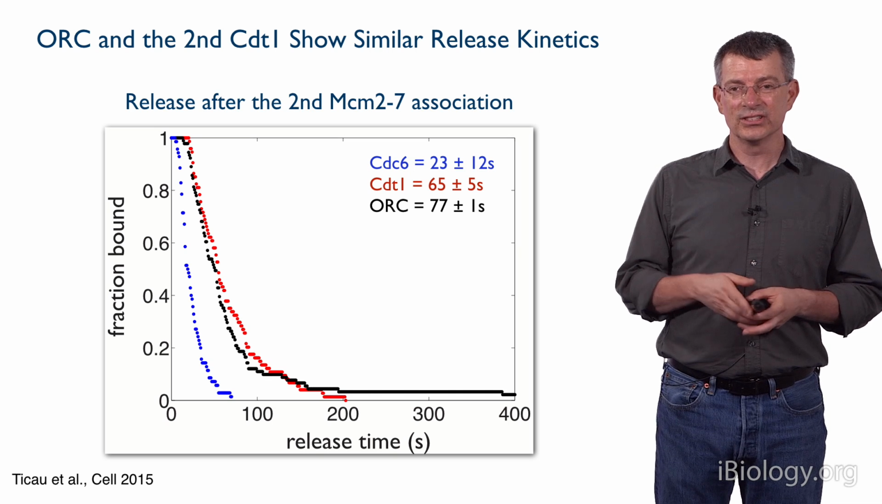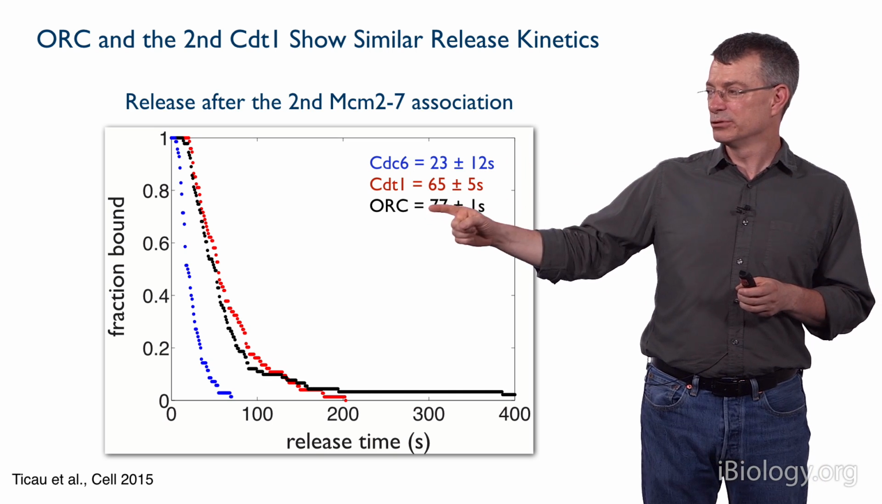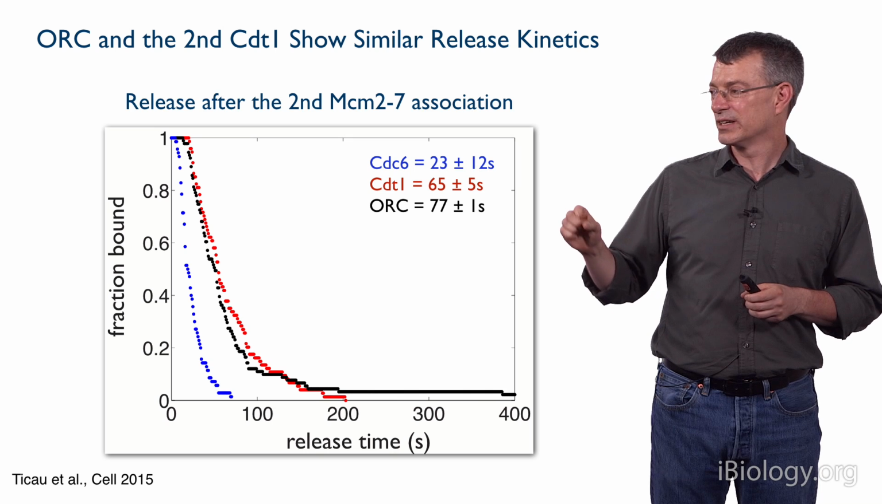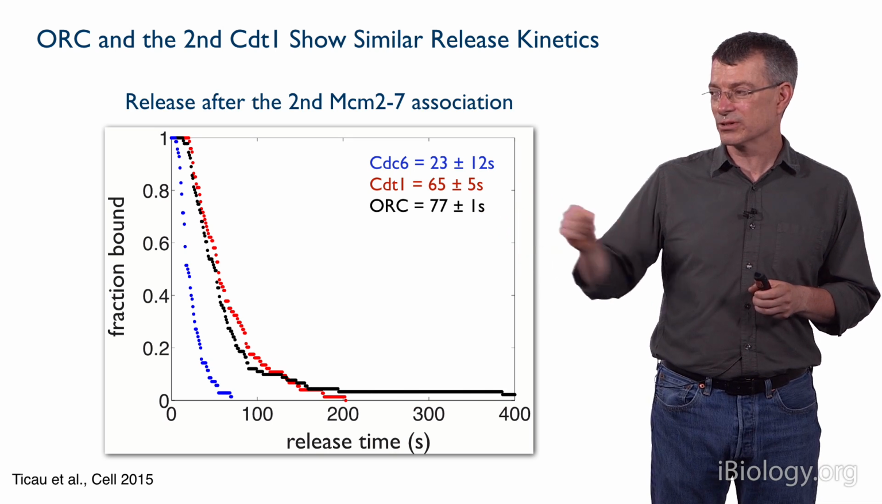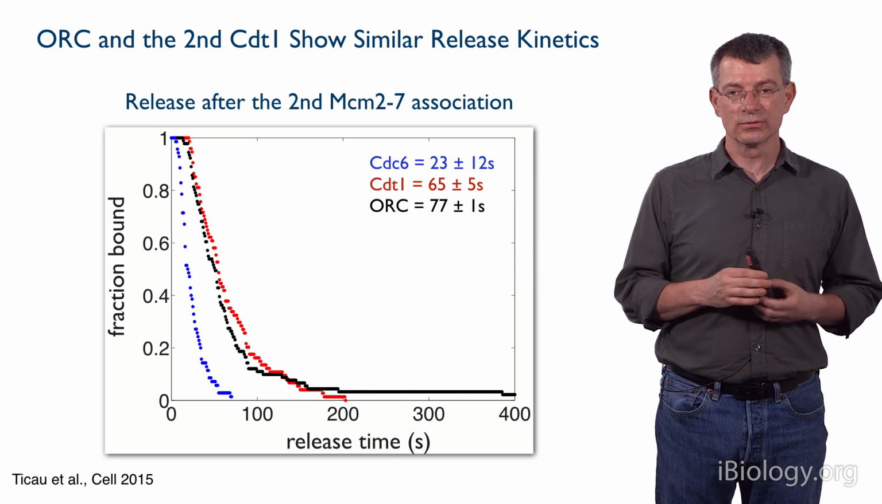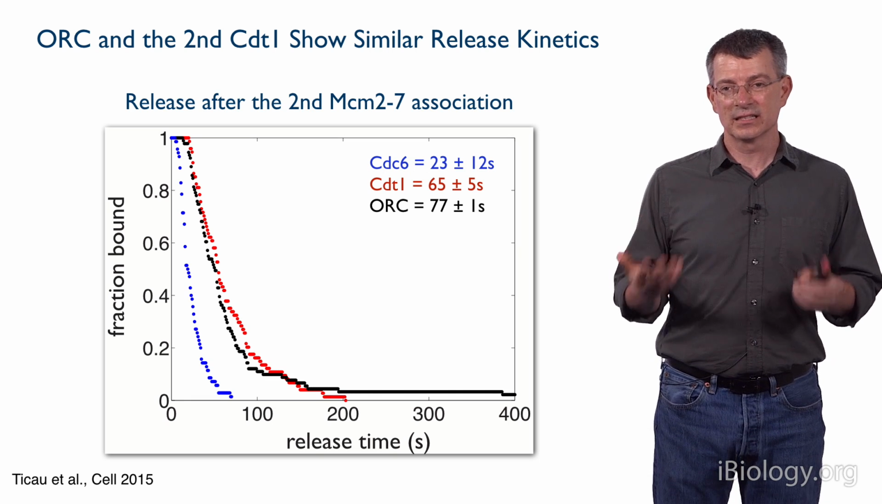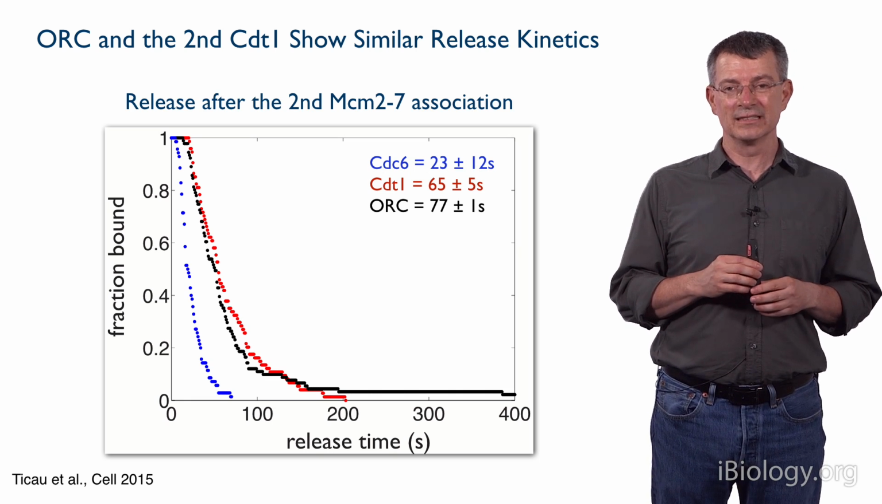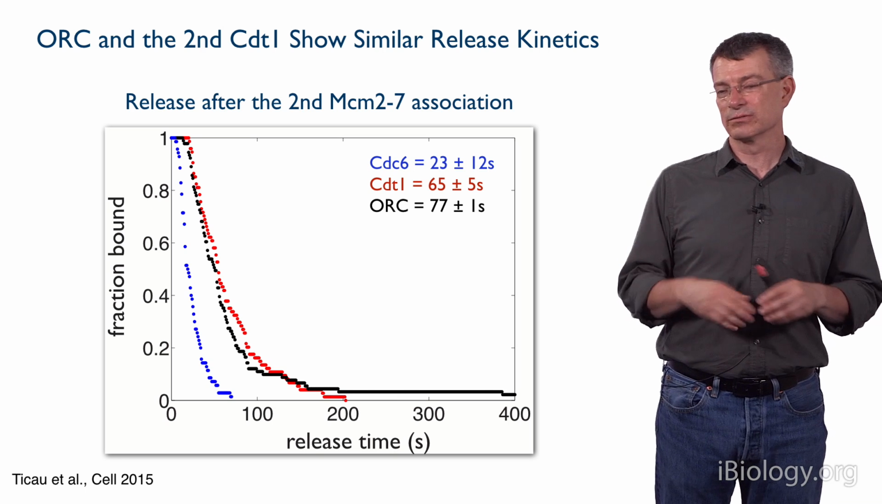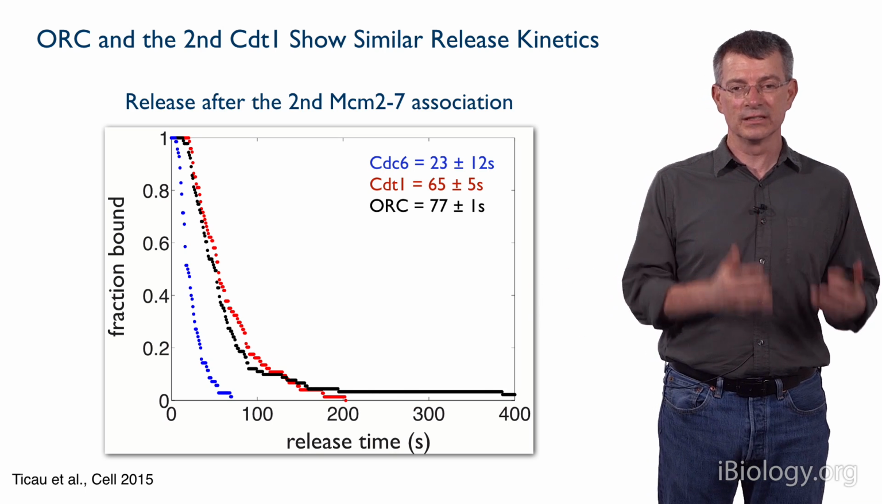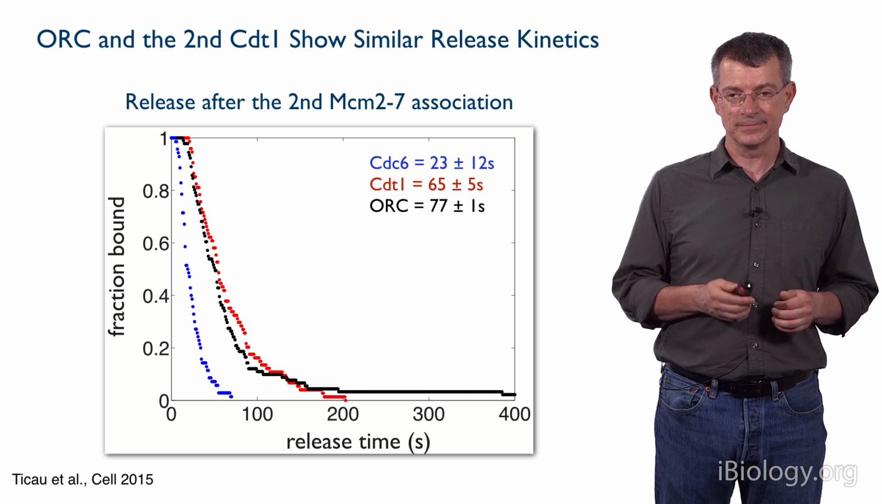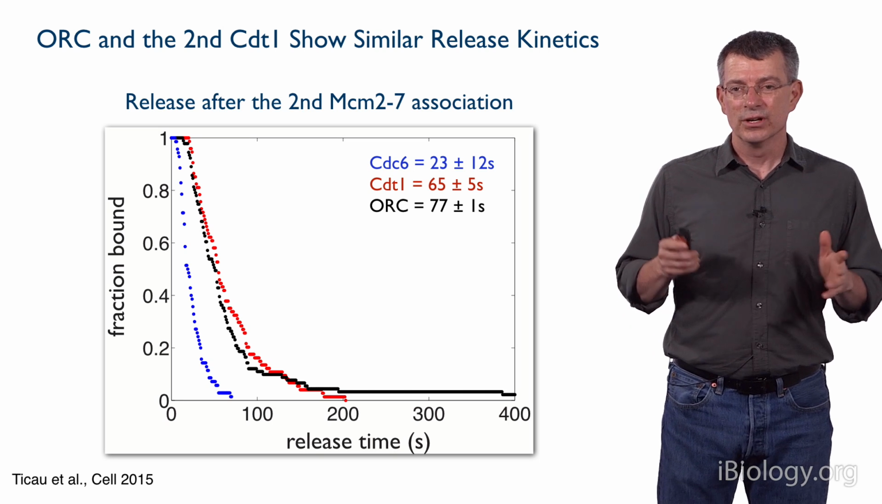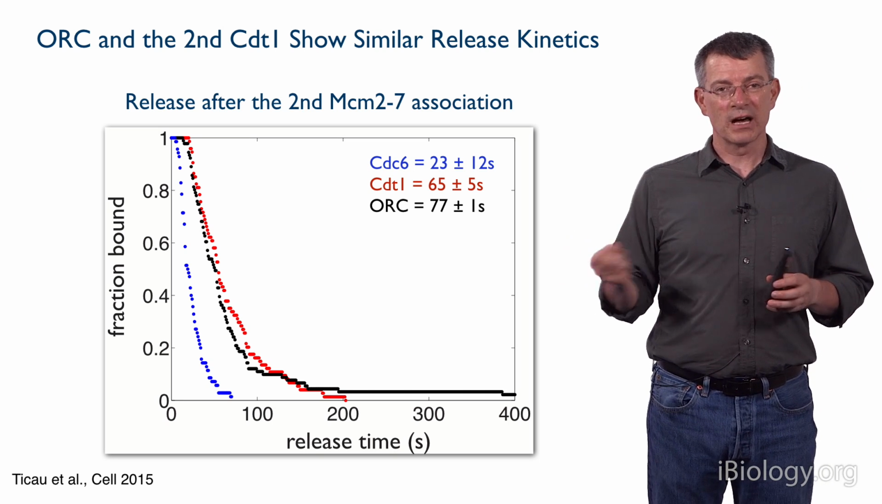And what I think you can see is that it's clearly distinct from the blue line, which is the CDC6 release events, but it sits pretty close to on top of the CDT1 release events. And in fact, we can statistically show that these are not significantly different events, suggesting that the release of ORC is coupled to the release of CDT1 from the DNA. So this suggests that the one ORC model is correct.